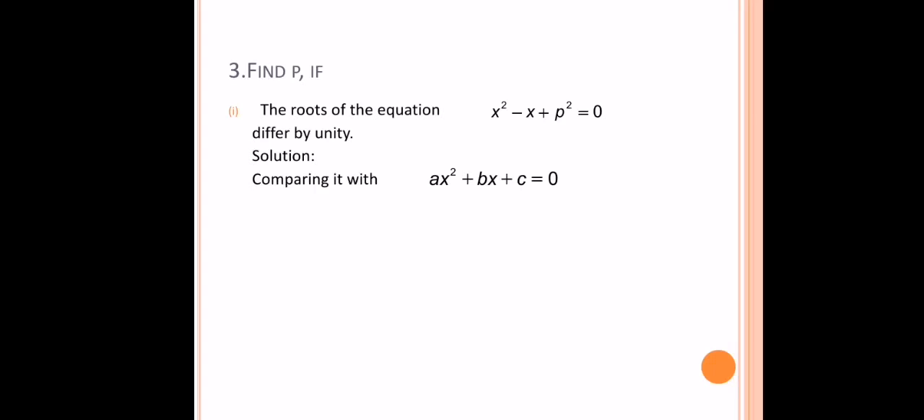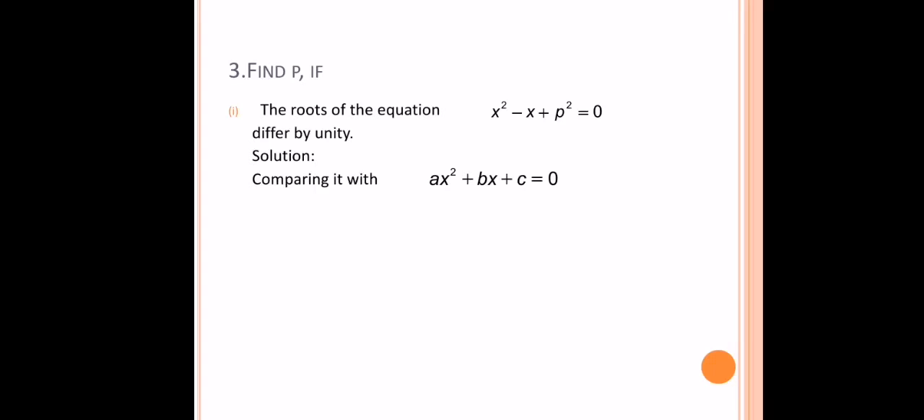Question number 3 is, find p if the roots of the equation x² minus x plus p² equals 0 differ by unity. Differ by unity means if one number is 4, the other should be 5. If one number is 3, the other should be 4. If one number is 5, the other should be 6. So there is a difference of 1 between the two roots. So if we take one root as alpha, the other should be alpha plus 1, or we can also take one root as alpha minus 1, and the other one will be alpha. So let's start with the comparison.